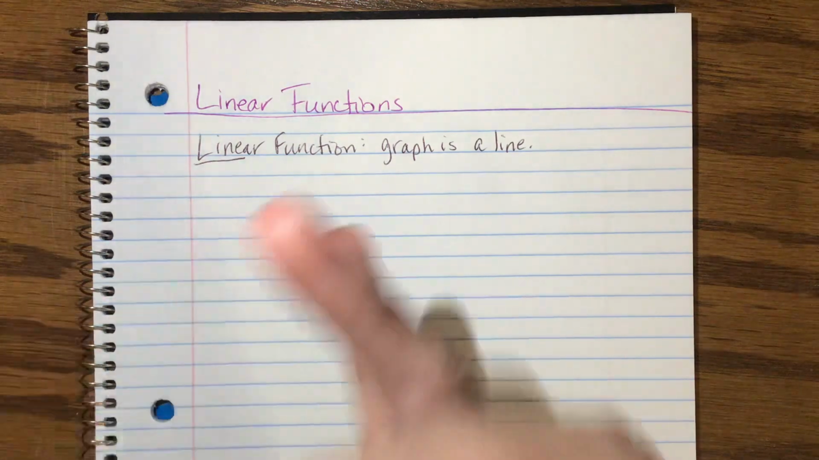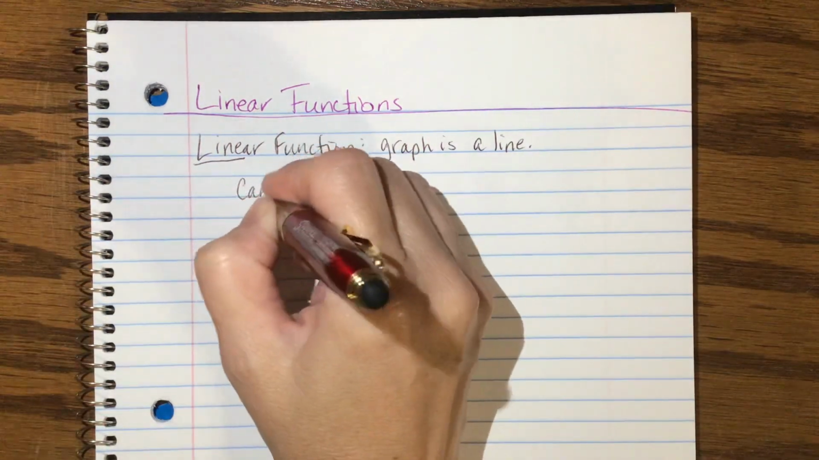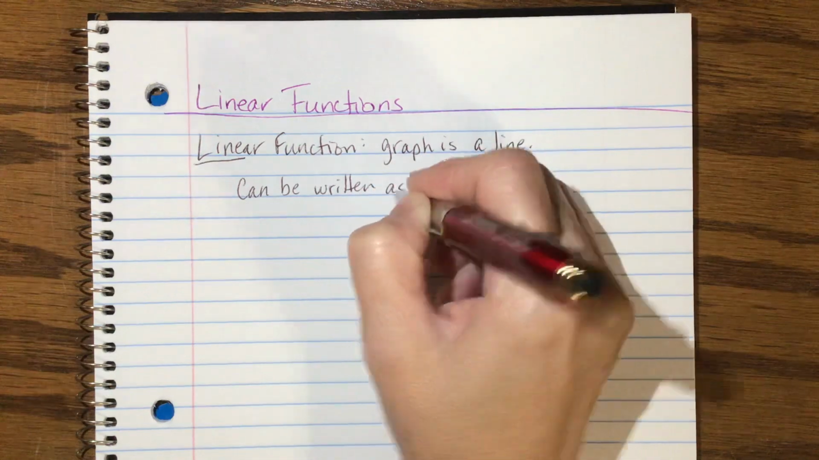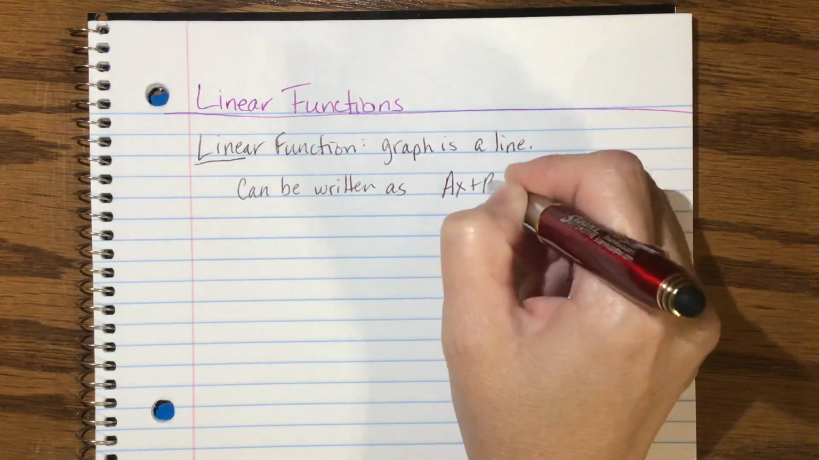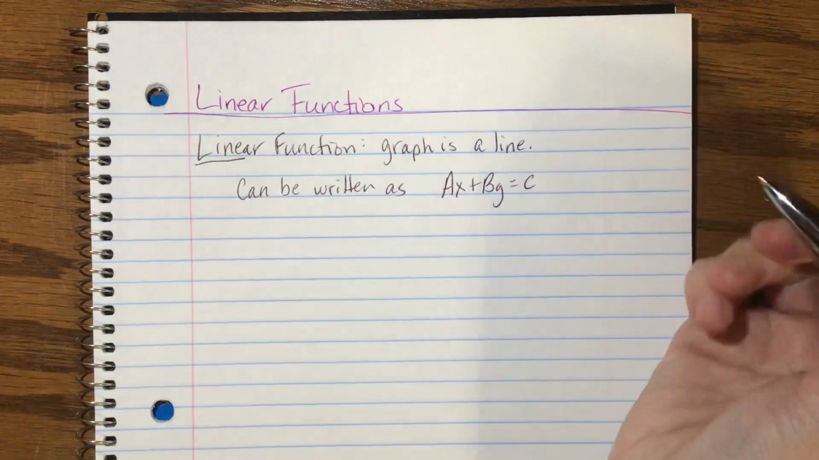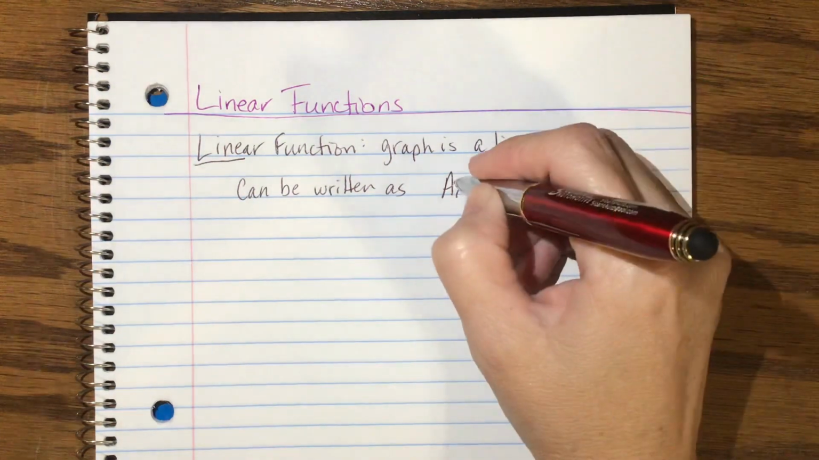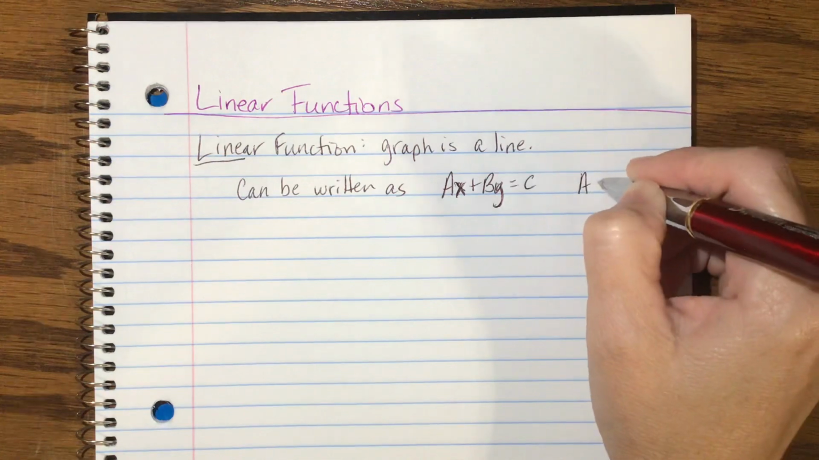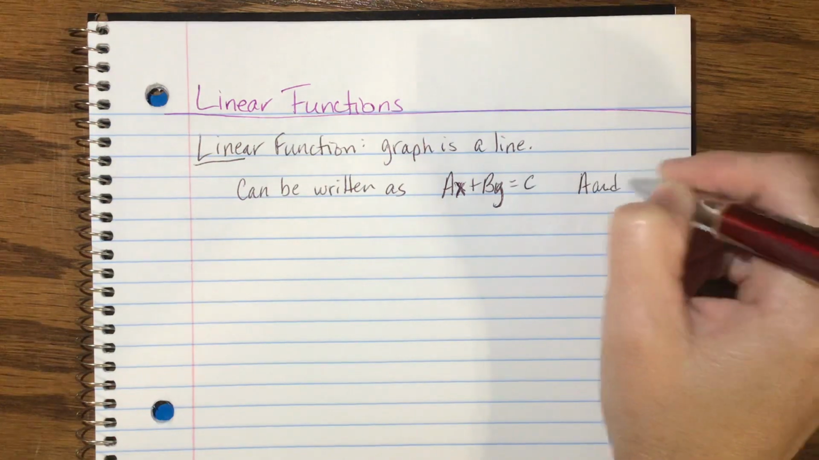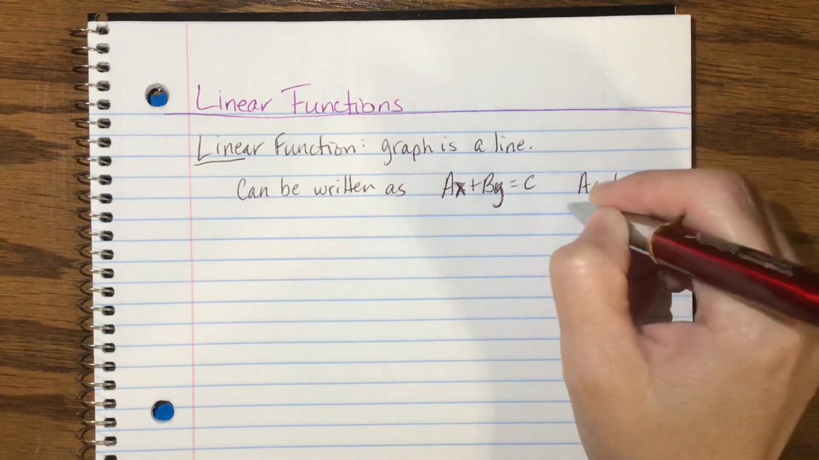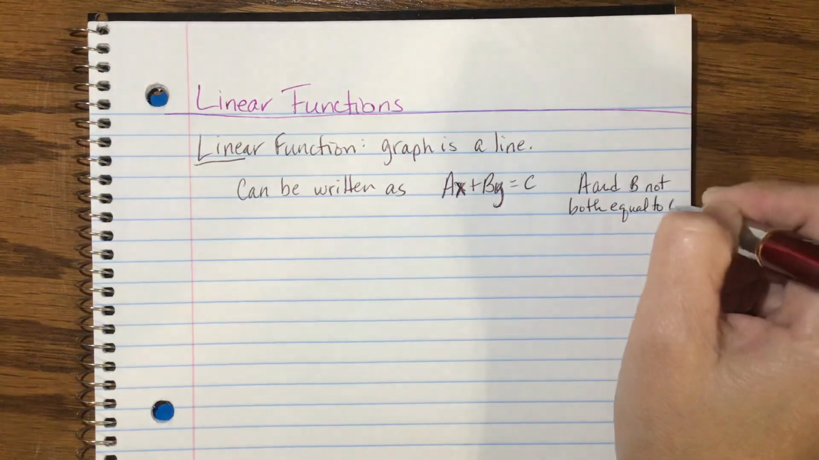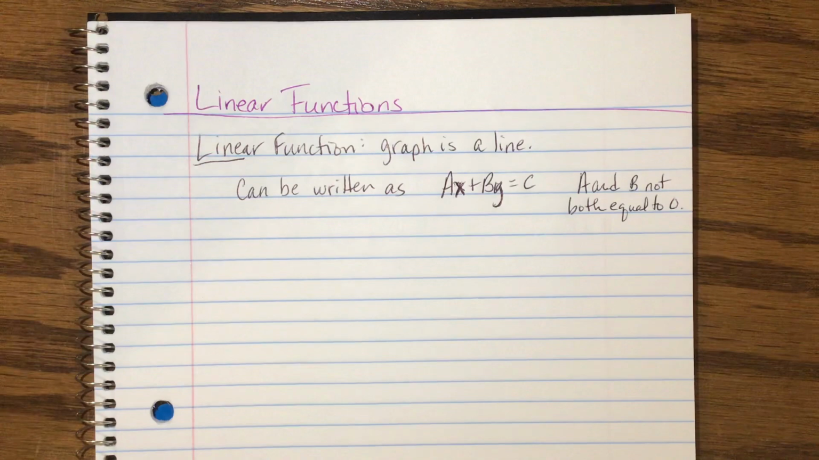So our formal definition is going to be, can be written as ax plus by equals c. Now, again, I should say a and b not both equal to 0. Because if they're both equal to 0, then I don't really have a line there.